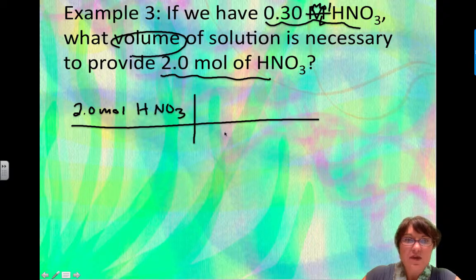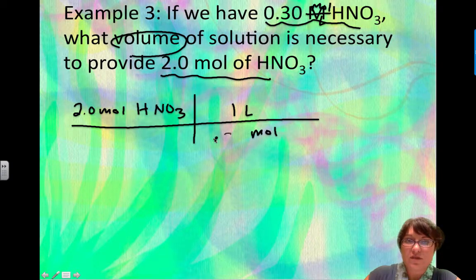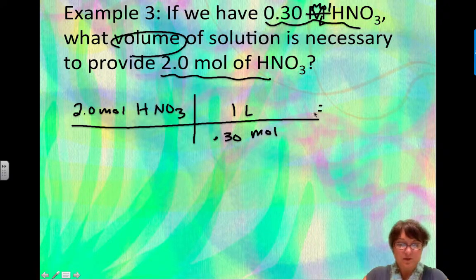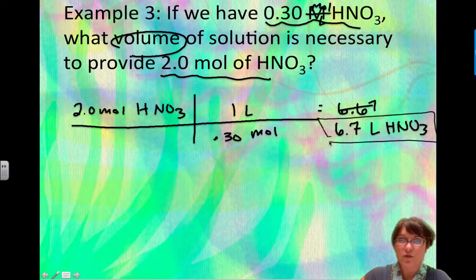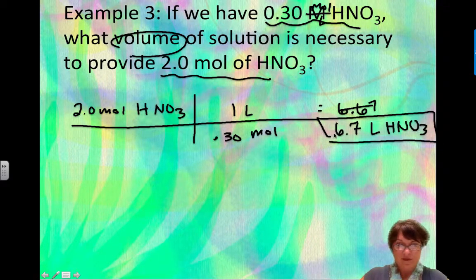Set it up, and I want to set it up so that the crisscross cancels. Moles is going to be on the bottom this time. 1 liter goes on top. Now how many moles are in a liter? Our molarity says 0.30. So we're going to do the top times the top divided by the bottom. So 2 divided by 0.3 gives us 6.67. Well, we better call that 6.7, right? 2 sig figs are allowed, and that's liters of nitric acid. That's how much it takes for you to get 2 moles. Let's do another one.